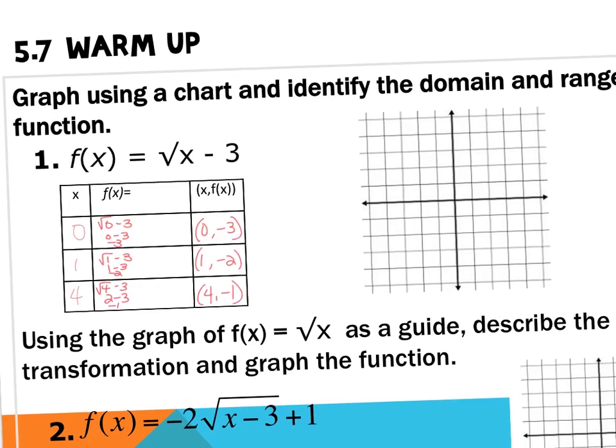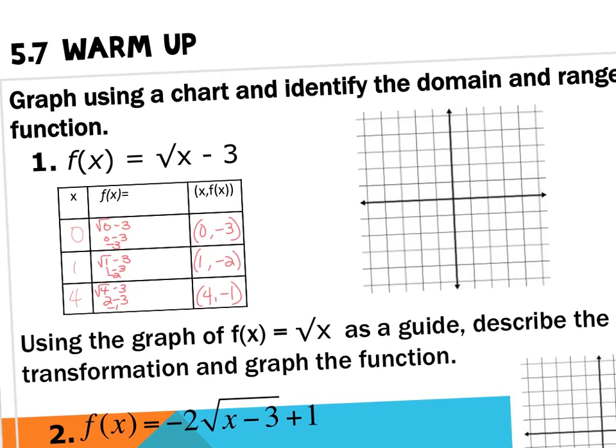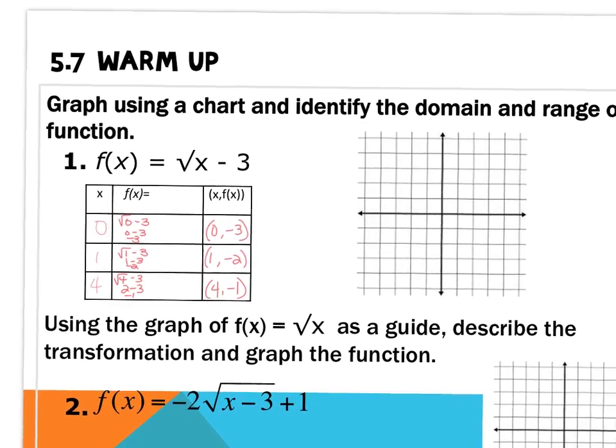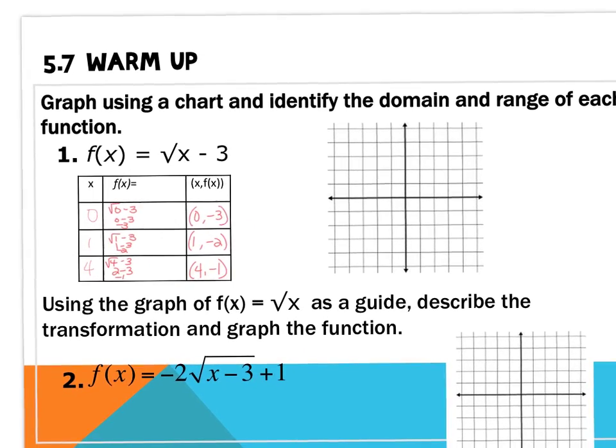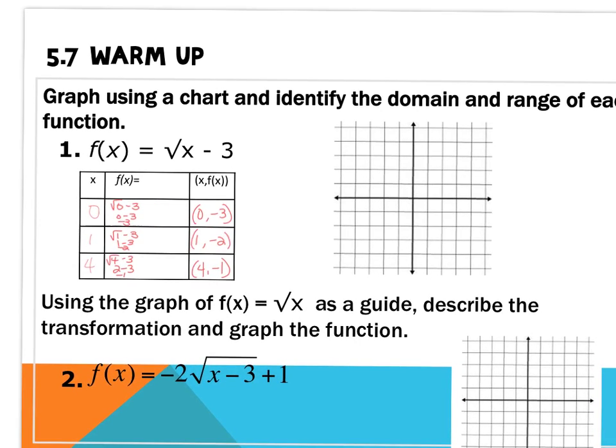Everybody with me so far? Questions? All right, so now what do I do with those points? Plot them on my coordinate plane, right? So 0, negative 3, be here, 1, negative 2, and 4, negative 1. And we know square roots have a little bit of an arc to them. The positive square root is going to point to the right, just like ours says.